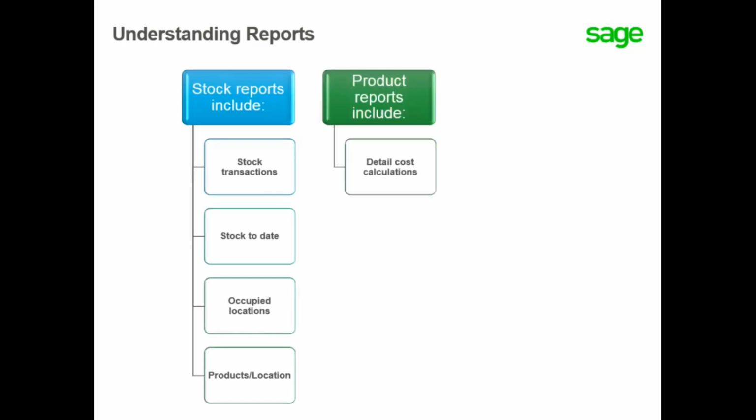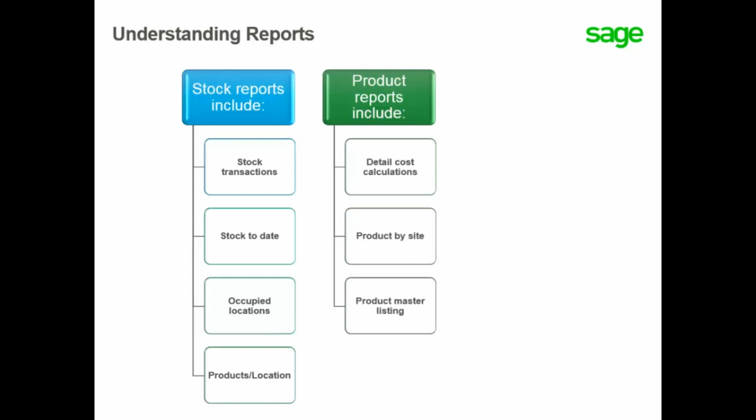The stock reports include such reports as stock transaction report, stock to date report, occupied locations, and product/location reports. The product reports include such reports as the detailed cost calculations, product information by site, and product master listing reports. And finally, there is a stock valuation report.